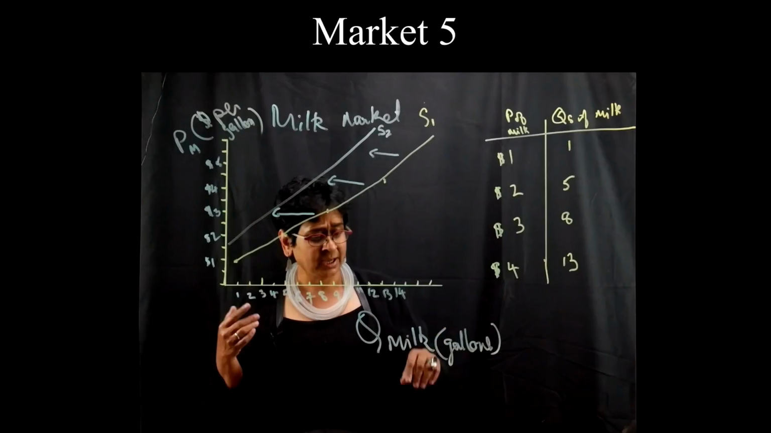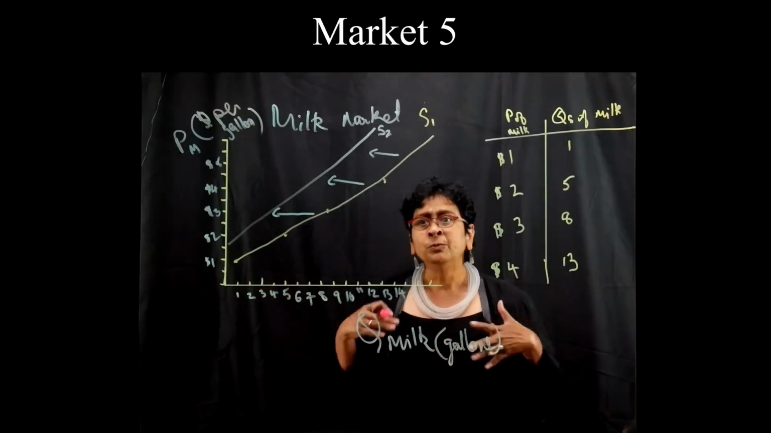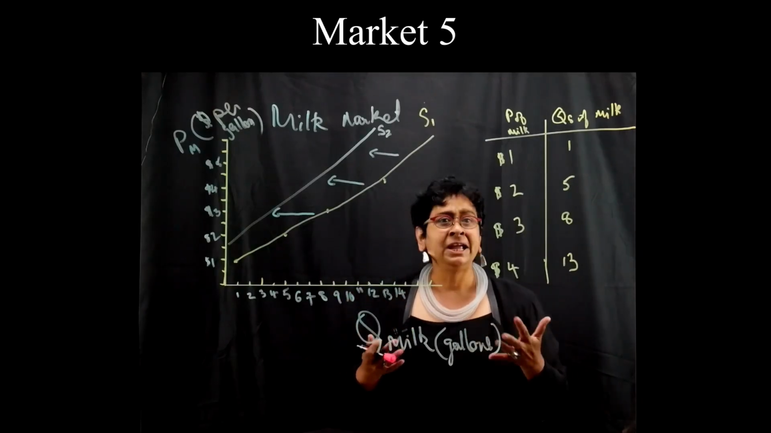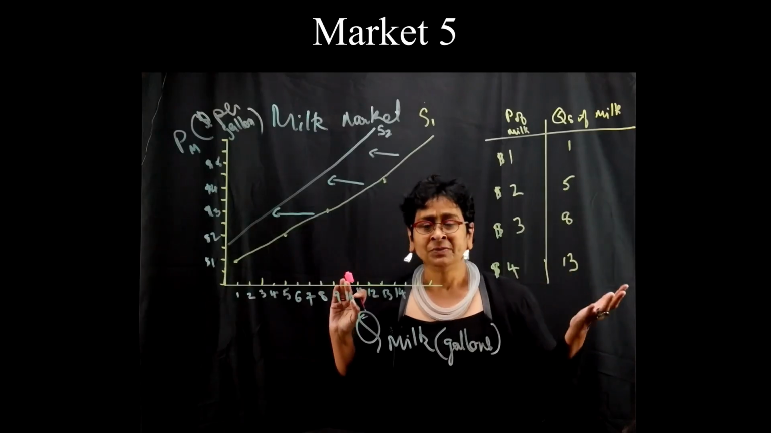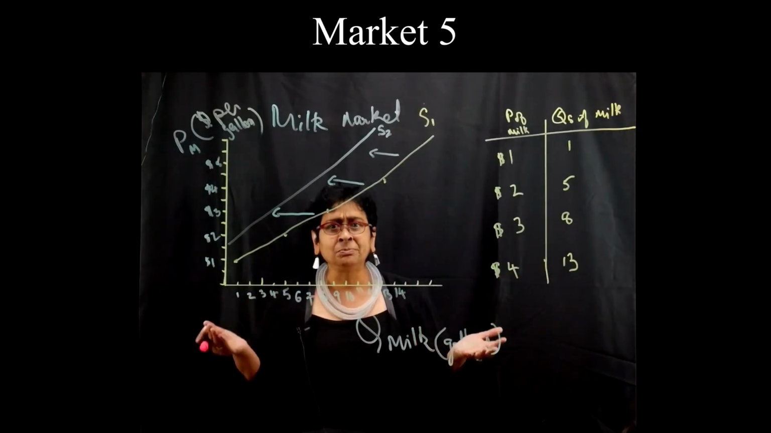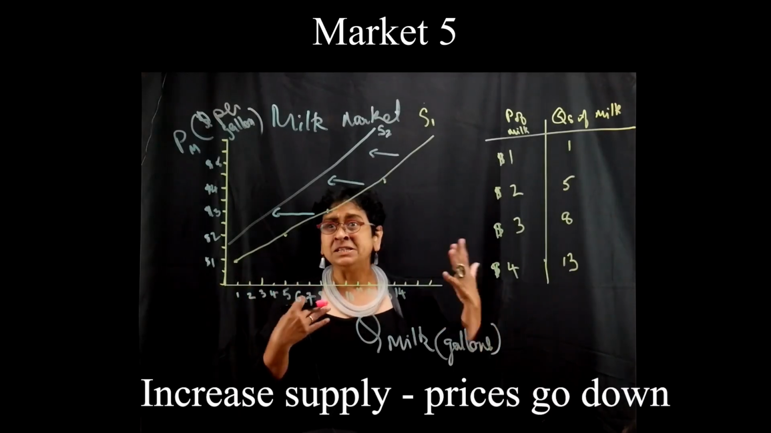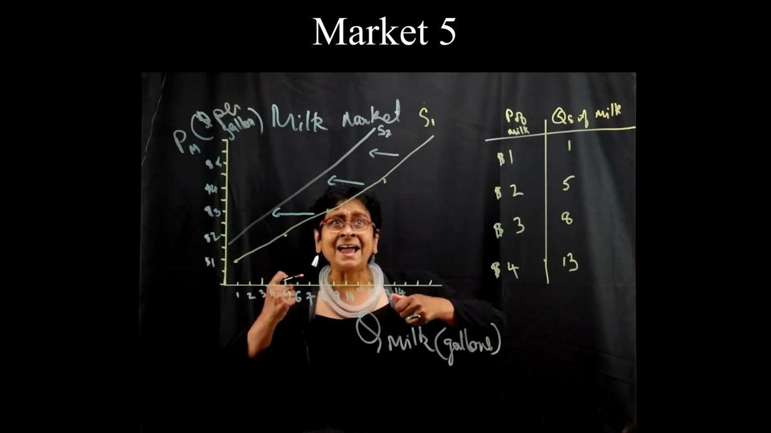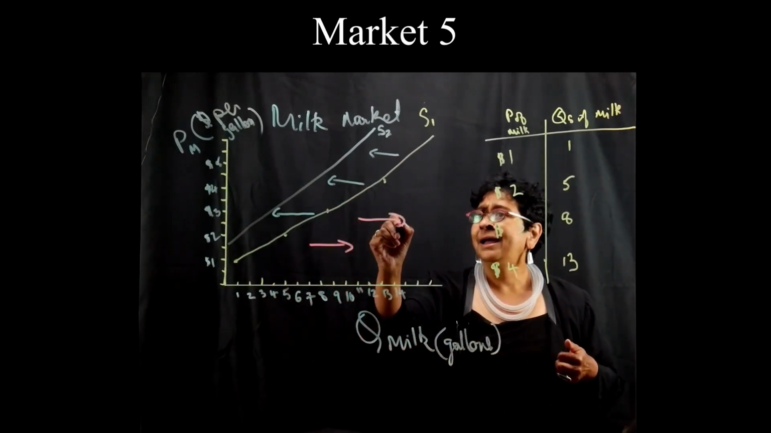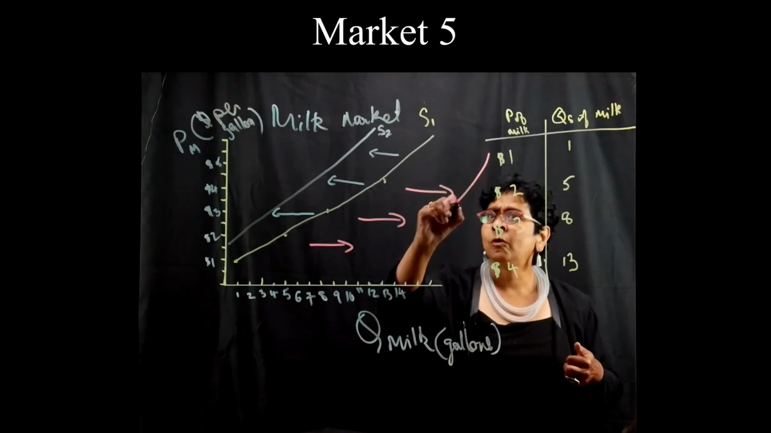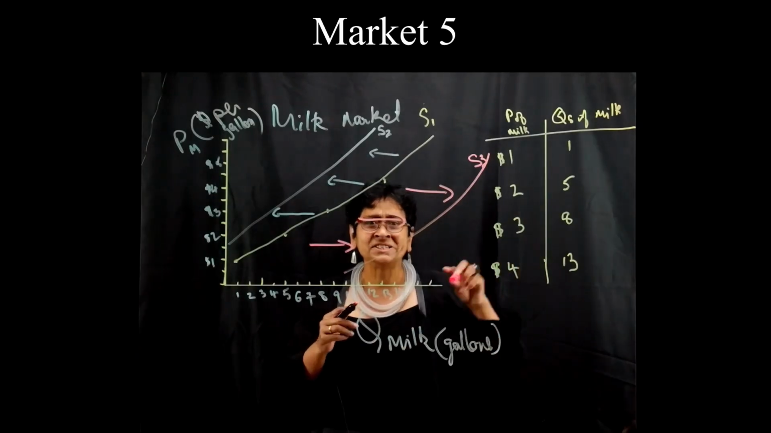If, however, say something happened, there was a technological breakthrough which made it possible for you to engage in pasteurization of milk a lot more cheaply than it used to before. So this technological change is going to make it cheaper for you to produce milk. So that means you'd be willing to supply more milk at each price. That would show up as an outward or rightward shift. So S3 reflects an increase in supply.